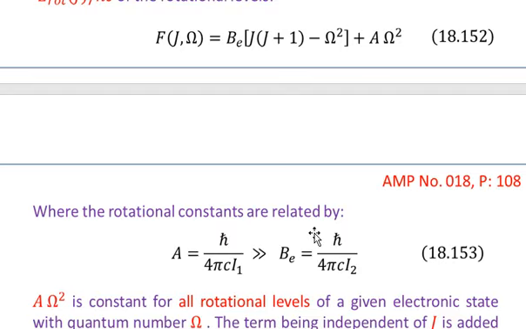So the rotational constants are related by A is equal to h bar over 4 pi c I1, which is much greater than B, which is equal to h bar over 4 pi c I2. Because I1 is much smaller than I2, on this basis the constant A is much greater than B.